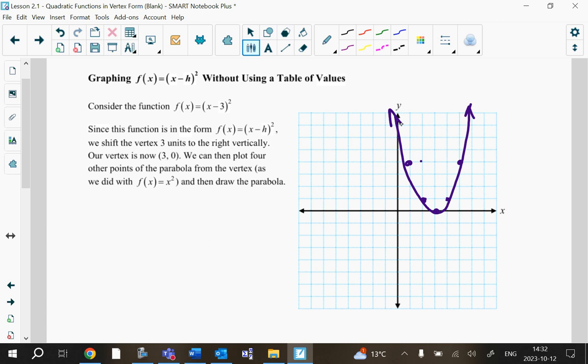So instead of starting at 0, 0, we start the vertex 3 to the right because it's minus 3. That means h is 3. Okay? H is not negative 3. H is 3, which tells us to move it to the right. Good.